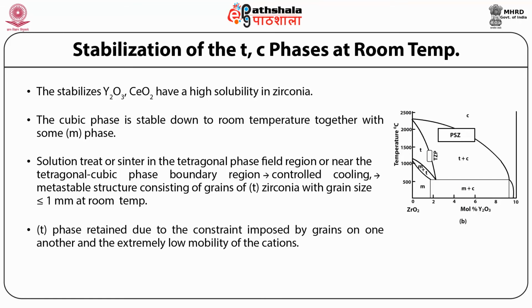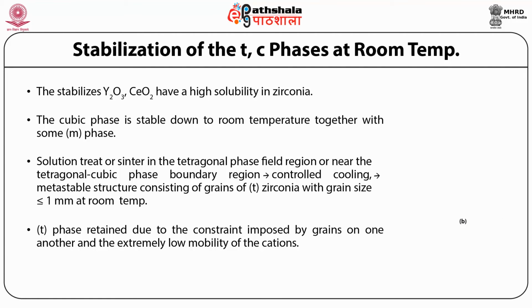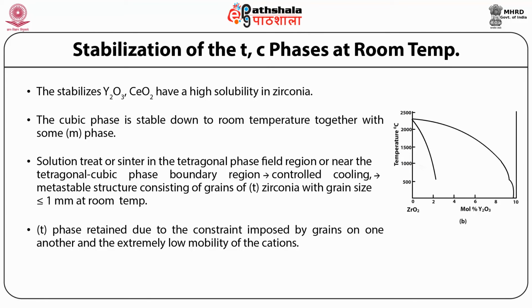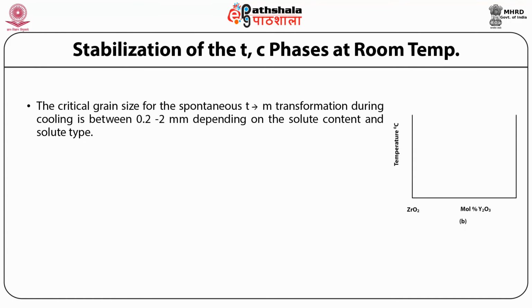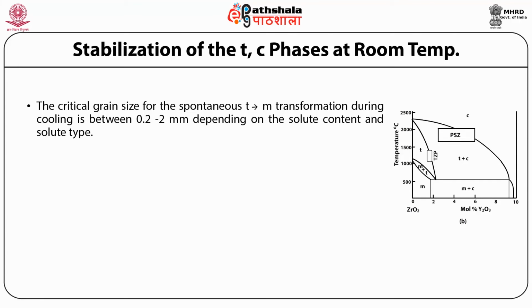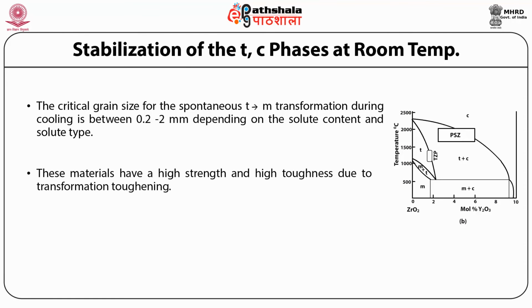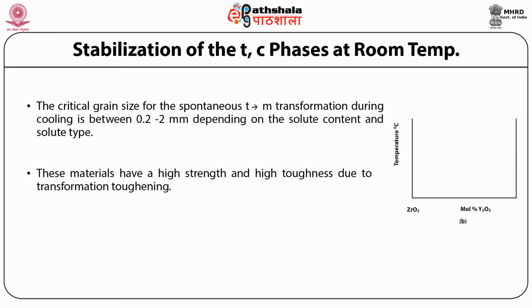The tetragonal phase is retained due to the constraint imposed by grains on one another and the extremely low mobility of the cations. The critical grain size for the spontaneous tetragonal to monoclinic transformation during cooling is between 0.2 to 2 micrometers, depending on the solute content and solute types. These materials have a high strength and high toughness due to transformation toughening.